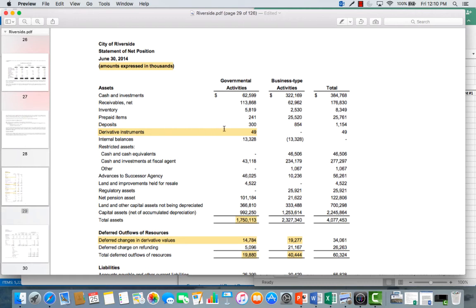This derivative instrument right here, that's among the assets and the governmental activities, it's not $49, it's $49,000, and that's what should be entered. So you need to be very careful about that, because not every government does it the same way. Most of the governments we're looking at are quite large, and so they're probably going to be doing their presentation in thousands, but depending upon the note disclosure, it might be in millions. So you want to pay very close attention to what they're reporting and how they're reporting it to ensure that you've put the right information in.